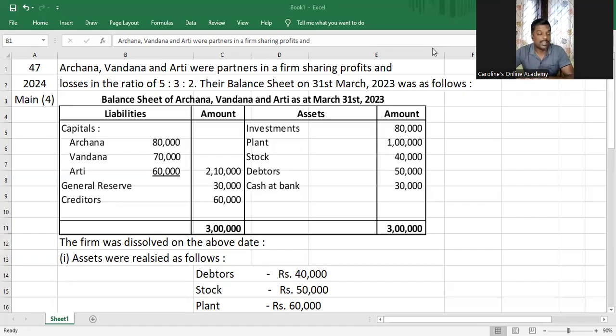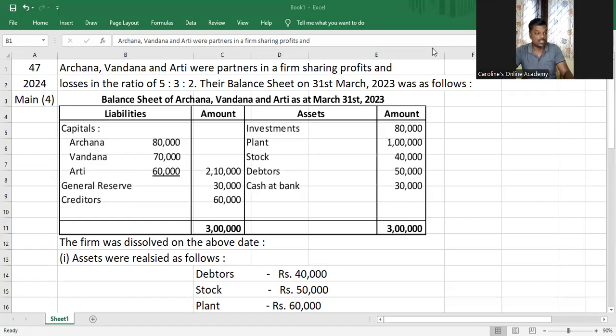So yeah, we have Archana, Vandana, and Aarti, who were partners in a firm sharing profits and losses in the ratio 5:3:2. Their balance sheet as on 31st March 2023 goes as follows. We have capitals, Archana, Vandana, Aarti, and then we have general reserve, creditors. We have investment, plant, stock, debtors, and cash at bank.